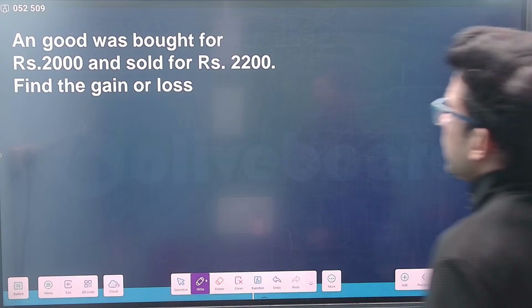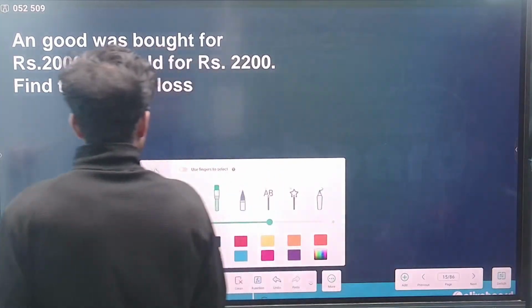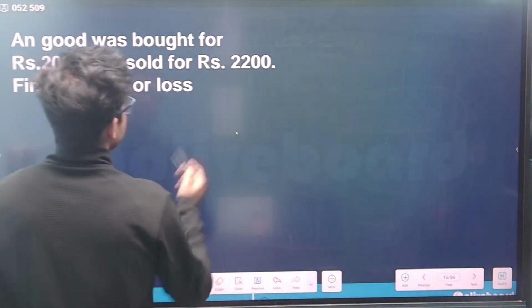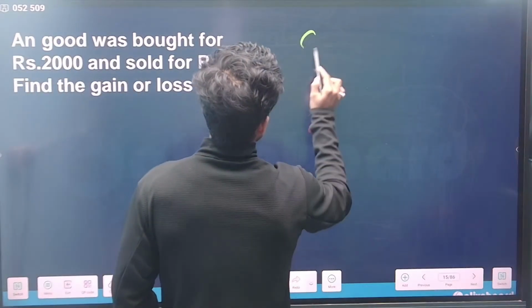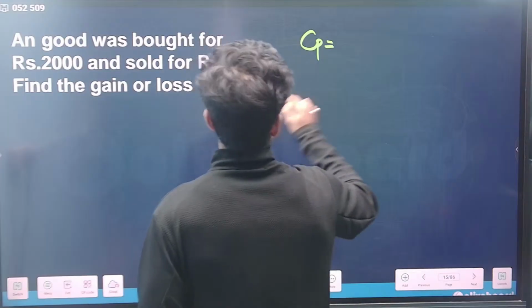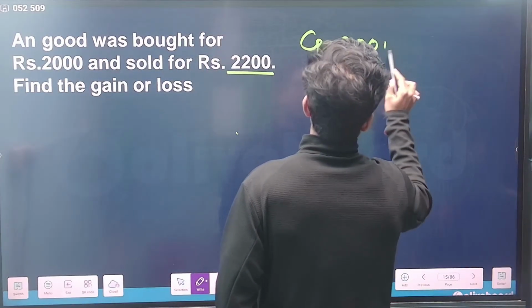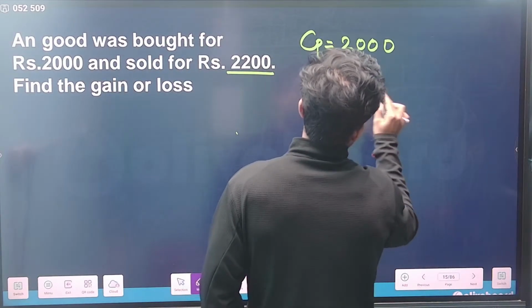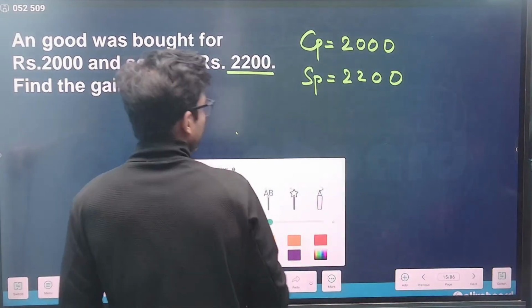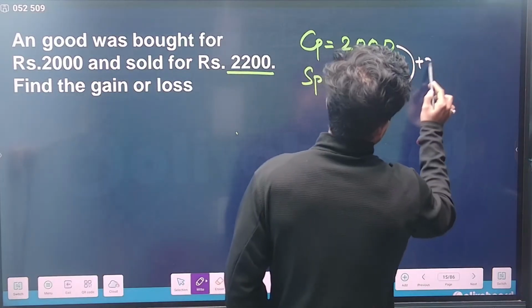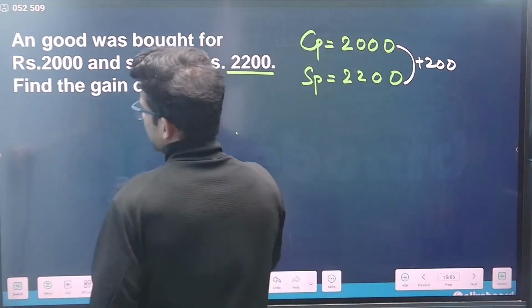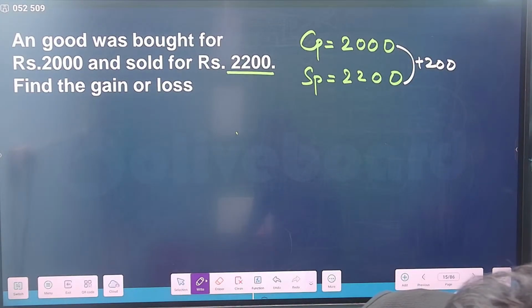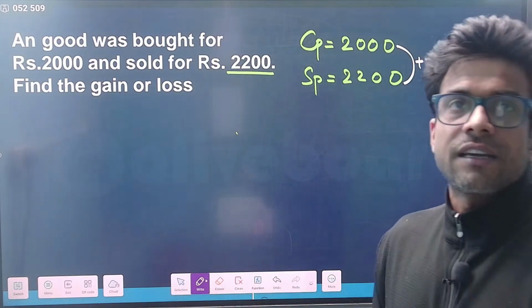Now, they're asking to find the gain or loss percent, correct? You can solve as you wish, with the method you want. The goods were bought for rupees 2000 and sold. Now cost price is given to me, which is 2000, and the selling price is basically 2200. Can I say there is a profit of 200? Then there is a gain, correct?